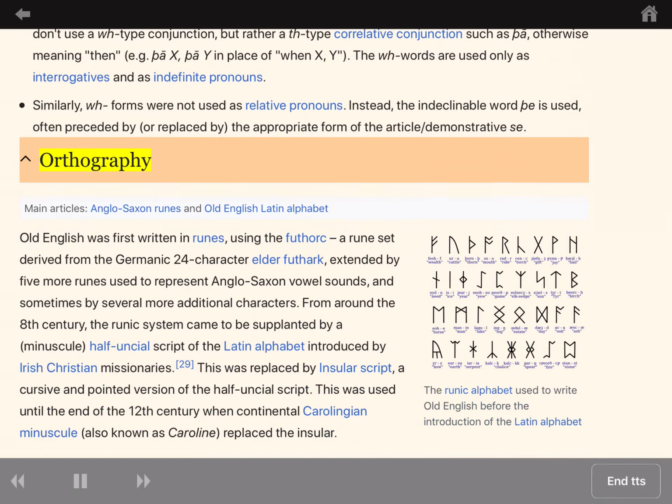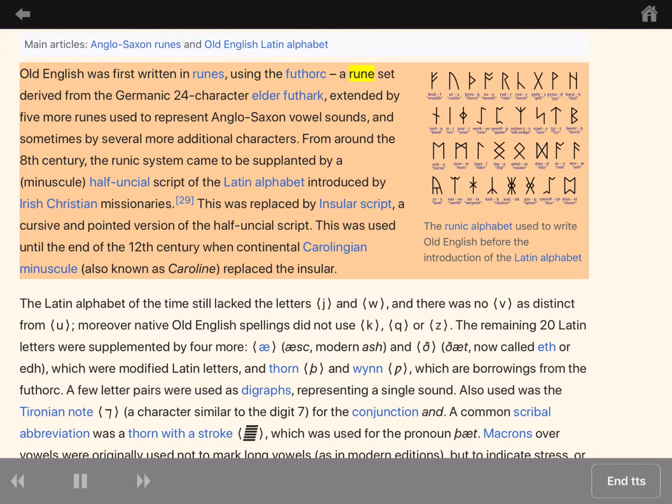Old English was first written in runes, using the Futhorc, a rune set derived from the Germanic 24-character Elder Futhark, extended by 5 more runes used to represent Anglo-Saxon vowel sounds, and sometimes by several more additional characters. From around the 8th century, the runic system came to be supplanted by a half-uncial script of the Latin alphabet introduced by Irish Christian missionaries. This was replaced by insular script, a cursive and pointed version of the half-uncial script. This was used until the end of the 12th century when continental Carolingian minuscule replaced the insular.